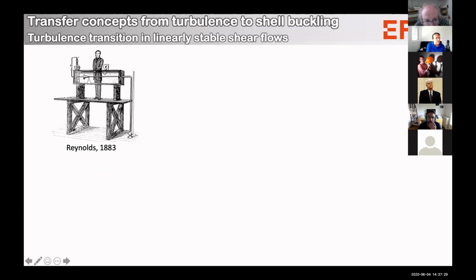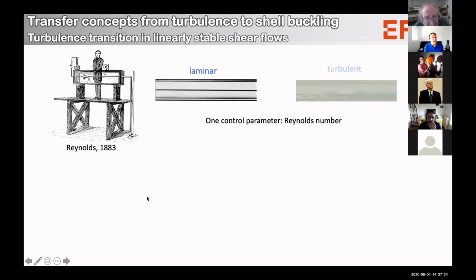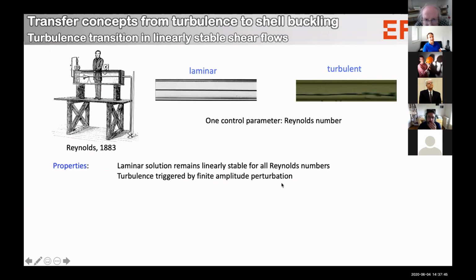You have one control parameter, the Reynolds number, but for the same Reynolds number, you have two states that are possible, the laminar state and the turbulent state. And what you really need, because the laminar solution remains linearly stable, is a finite amplitude perturbation to trigger turbulence. And that's exactly what Tom Mullin was doing.